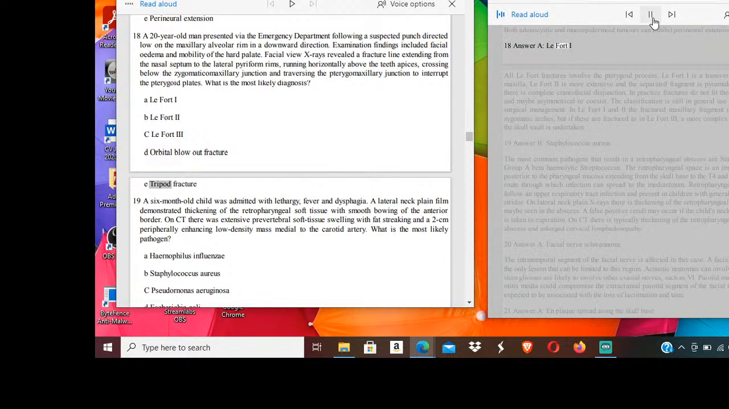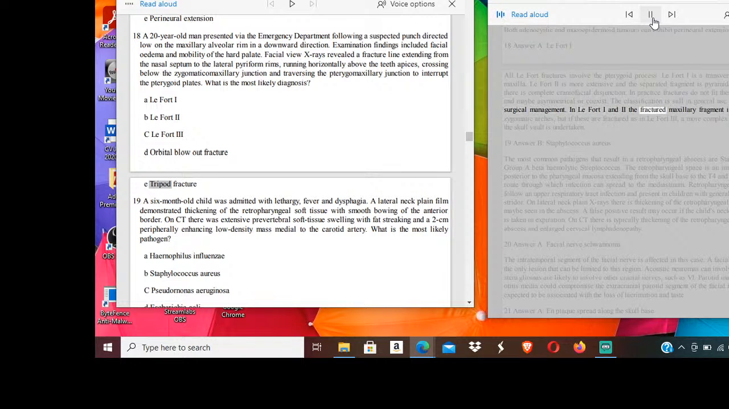18. Answer A. Le Fort I. All Le Fort fractures involve the pterygoid process. Le Fort I is a transverse fracture through the maxilla. Le Fort 2 is more extensive and the separated fragment is pyramidal, while in Le Fort 3 there is complete craniofacial disjunction. In practice, fractures do not fit these descriptions exactly and may be asymmetrical or coexist. The classification is still in general use and aids in subsequent surgical management.